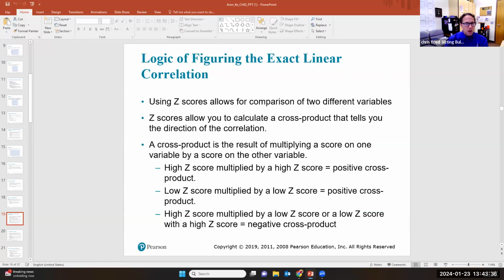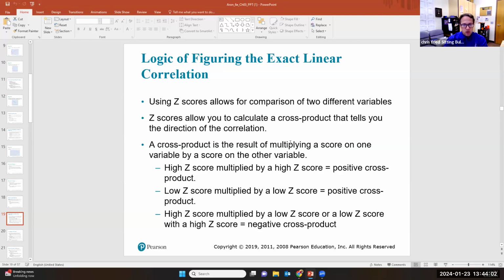So z-scores allow you to calculate a cross product that tells you the direction of the correlation. Remember, z-scores will tell us a standard deviation, right? And so where we may not be able to look at two different variables from a raw score, a z-score will help us to look at those different variables.